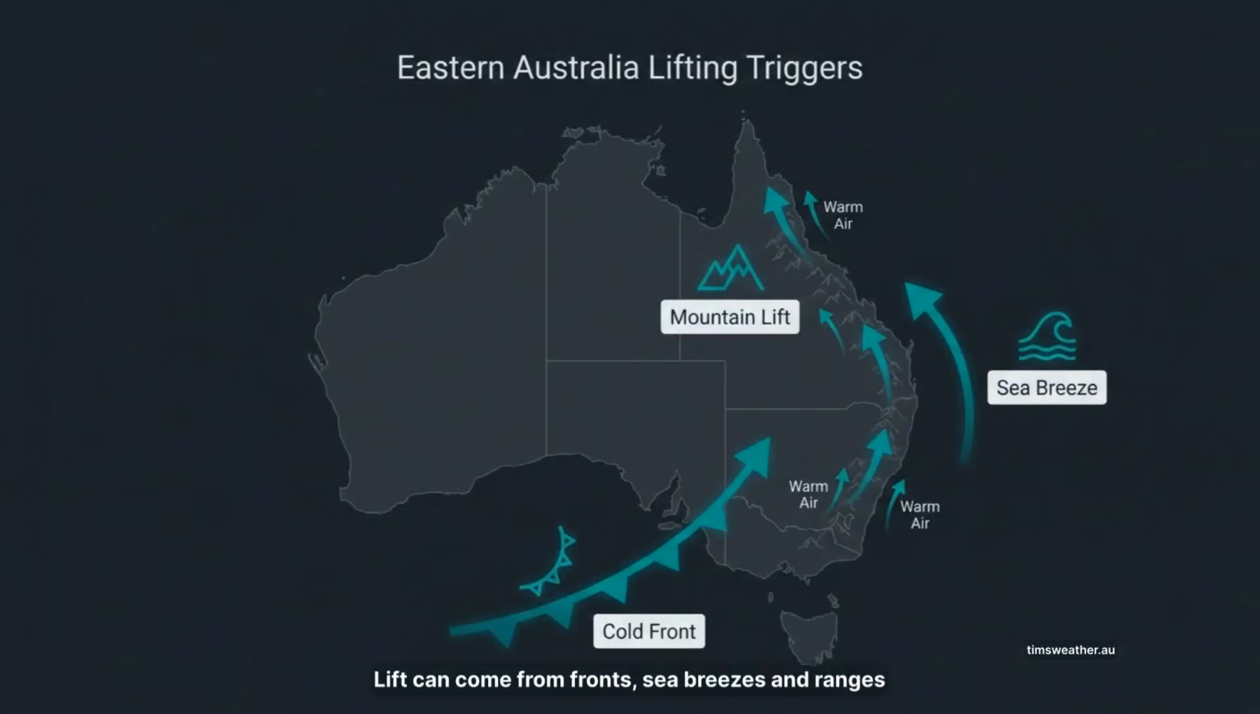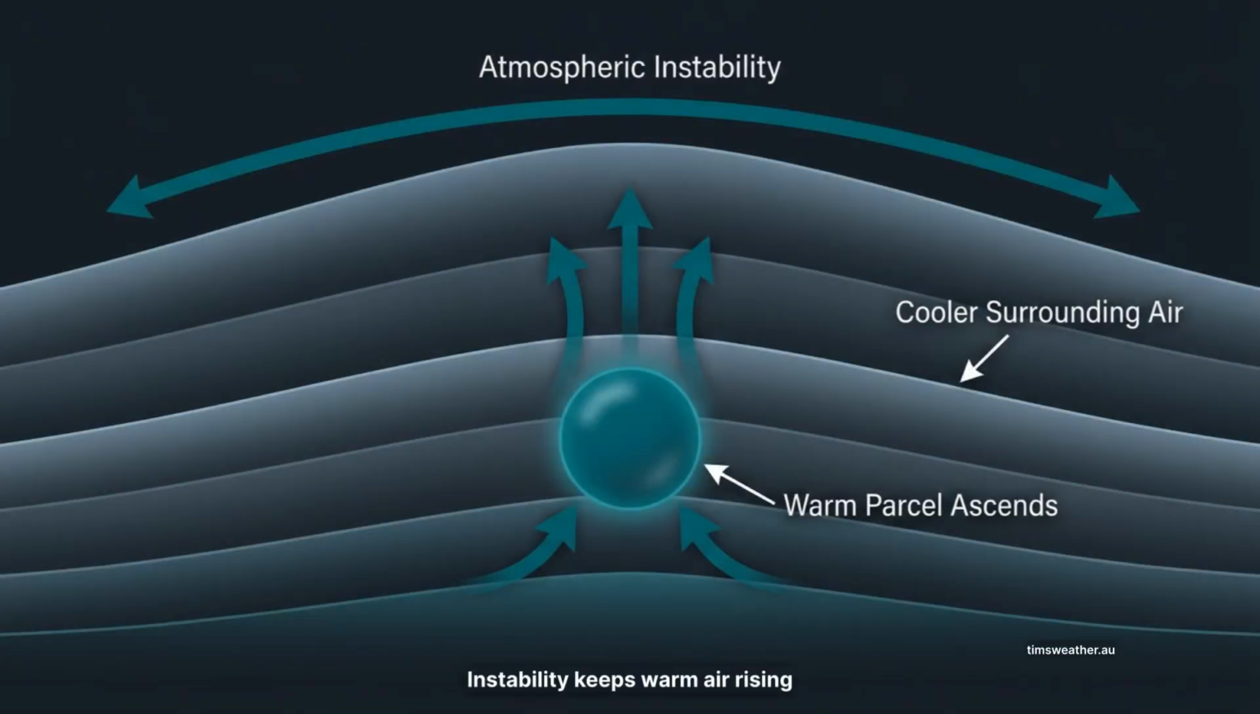The third ingredient is instability. In simple terms, instability means a lifted bubble of air stays warmer than the air around it, so it keeps rising. As that air climbs, it expands and cools. When it cools to the condensation level, water vapor turns into tiny cloud droplets. That process releases latent heat, which gives the updraft extra energy and helps the cloud grow taller. This is how a puffy cumulus cloud can become a towering cumulonimbus cloud.